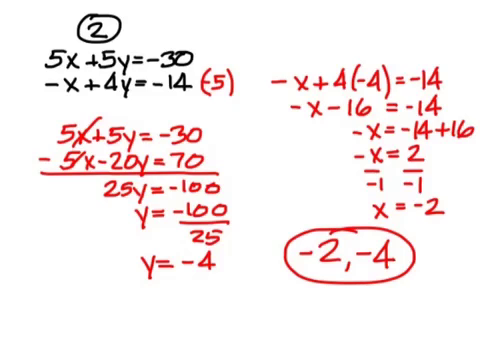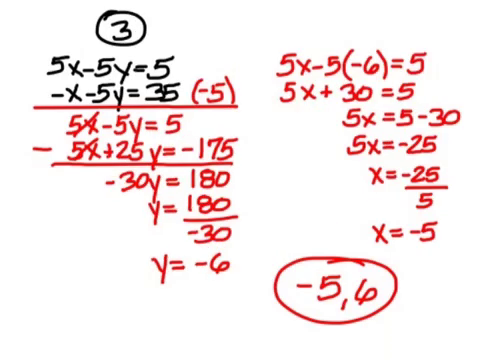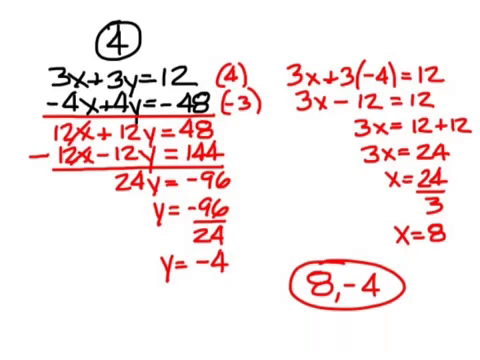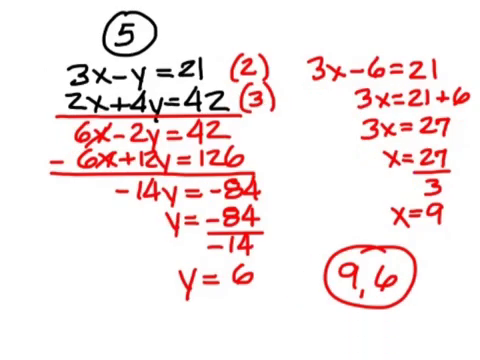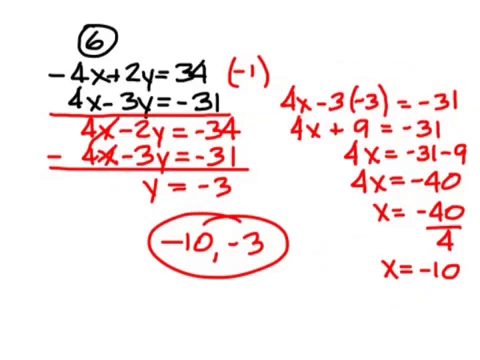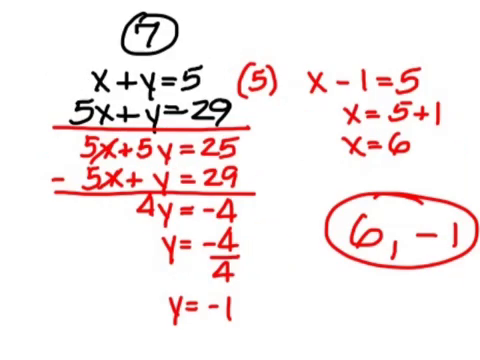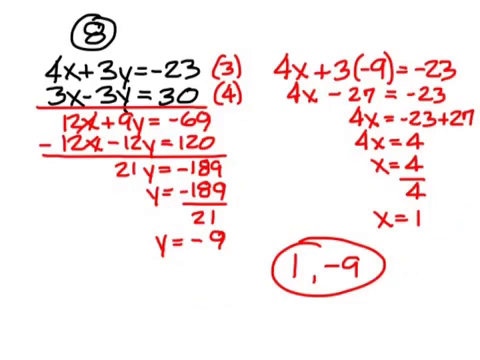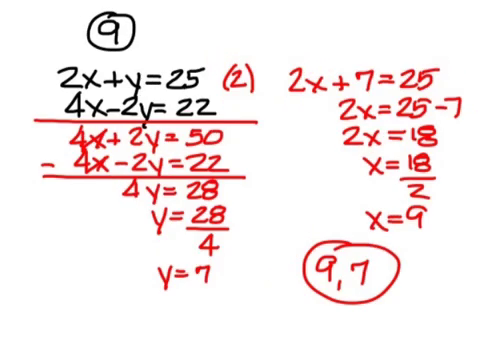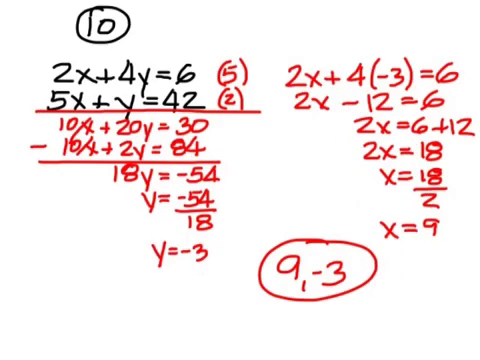2 is -2, -4. 3 is -5, 6. 4 is 8, -4. 5 is 9, 6. 6 is -10, -3. 7 is 6, -1. 8 is 1, -9. 9 is 9, 7. 10 is 9, -3.